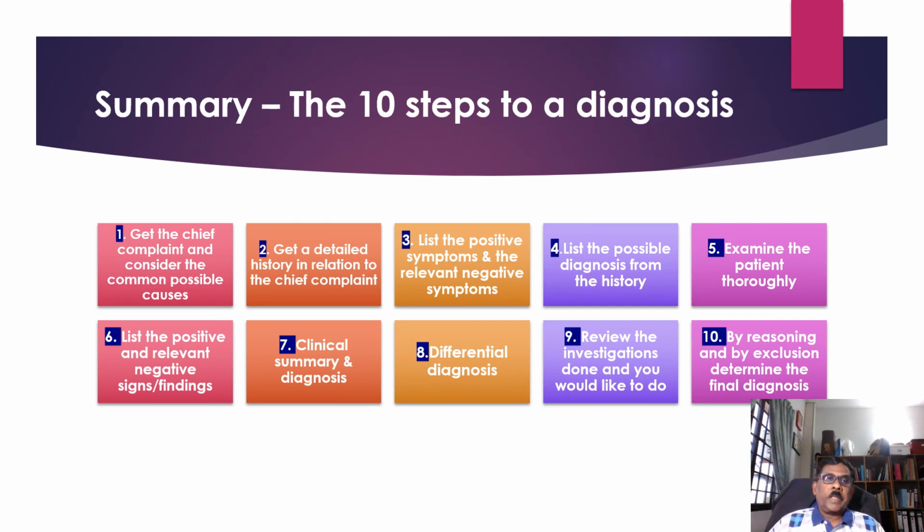So here once again is a summary of the 10 steps to establish a diagnosis. First, get the chief complaint and consider the common possible causes. Second, get a detailed history in relation to the chief complaint. Third, list the possible symptoms and the relevant negative symptoms. Fourth, list the possible diagnoses from the history. Fifth, examine the patient thoroughly. The 6th step, list the positive and relevant negative signs and findings on physical examination.